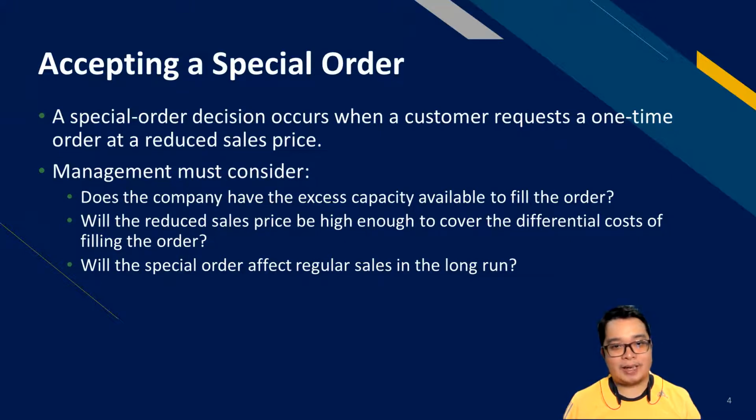However, if a company does not have excess capacity, then it will forgo regular sales, right? By forgoing regular sales, it means the company needs to make way for this bulk order. And therefore, it will lose the contribution margin of the lost sales, or the sales that were replaced. So you have to consider whether the contribution margin, or the total profit impact of the special order, will be higher versus the contribution margin that you will lose. And of course, number three, how will the special order affect regular sales in the long run?